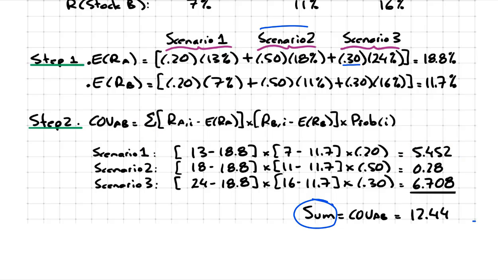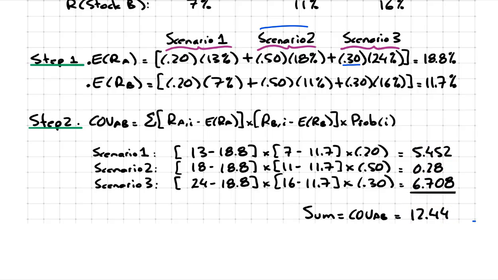So just very quickly for scenario 2, this is what A was doing relative to its average. At the same time, this is what B was doing relative to its average. And the probability of scenario 2 was 50%, so we get that number. And then finally in scenario 3, which is the last scenario, this is what A was doing relative to its average, while at the same time this is what B was doing relative to its average, and then we multiply it by the probability of scenario 3, and we get this number. And so once we have all these three numbers, we just add them up, and therefore we get 12.44.